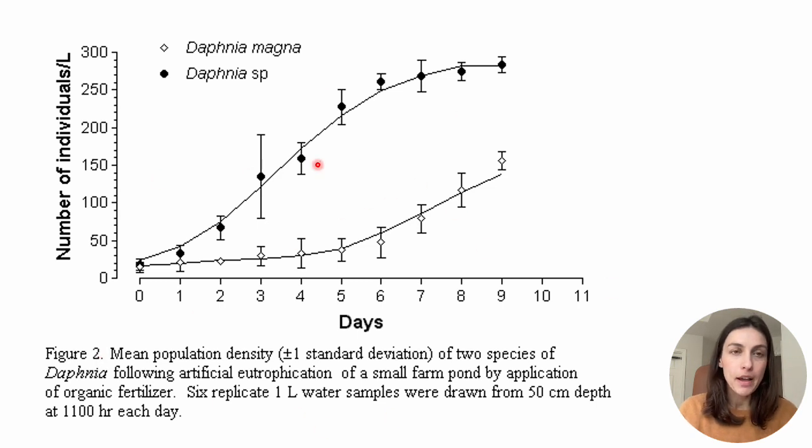In this paper from which I took this graph, they had multiple graphs. So the first one was labeled figure 1, and the second one is labeled figure 2.